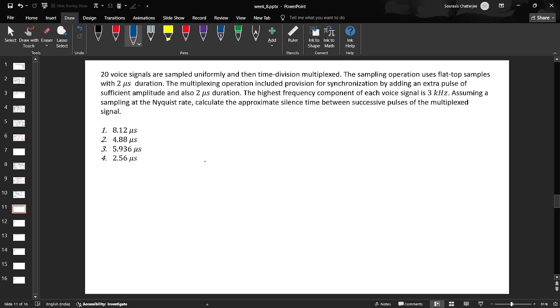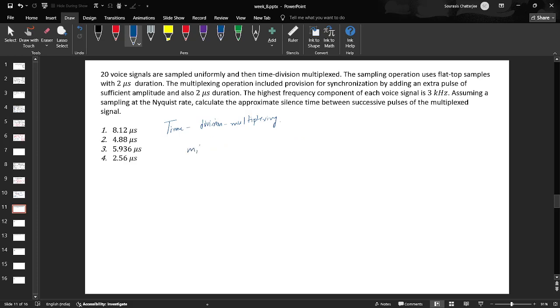So there are a few things. Let us break down first. We are talking about time division multiplexing. What does it mean? It basically means you are going to multiplex different signals in the time domain. So how does this scenario happen? Let me just show you.